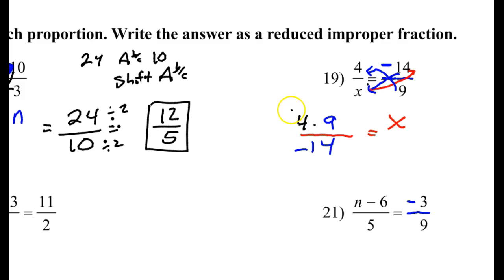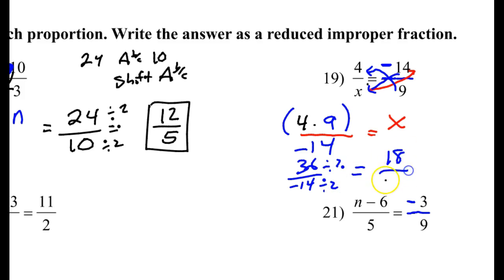And if you're going to put this in the calculator, use the parentheses. So you can use parentheses 4 times 9, close the parentheses, fraction button, over negative 14. And then shift fraction and I'll reduce it. So that's 36 over negative 14. And then to reduce, divide top and bottom by 2. Then we have 18 over negative 7.